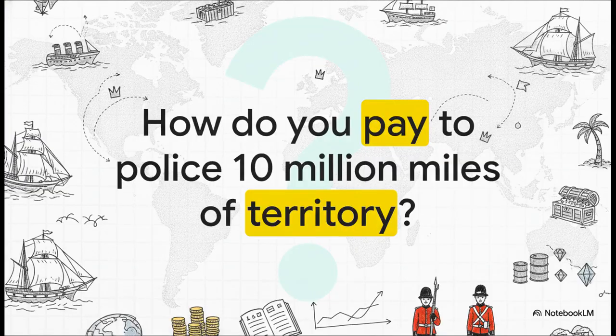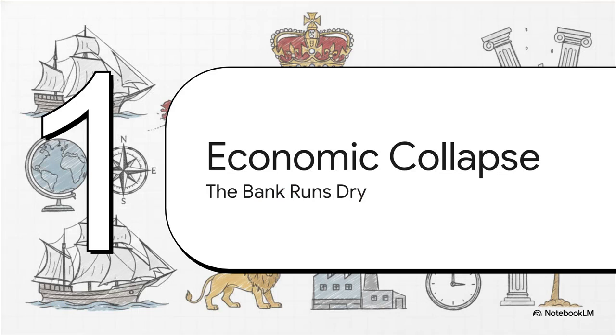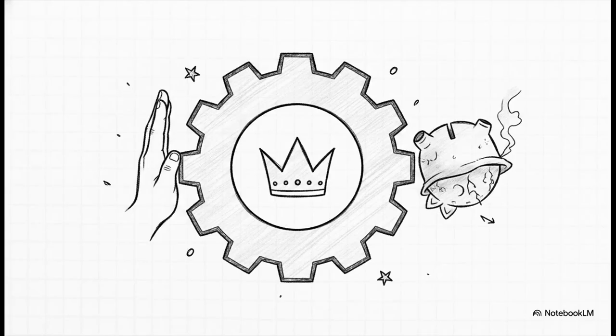But looking at that staggering global scale leads us to a massive, unavoidable question. How in the world do you actually pay to police, administer, and defend an extra 10 million square miles scattered across the entire planet? Which brings us to our fourth and final phase, decolonization and economic collapse. The bank runs dry. Entering this era, the narrative completely shifts. We go from unmatched global dominance to, well, crushing ledger books.